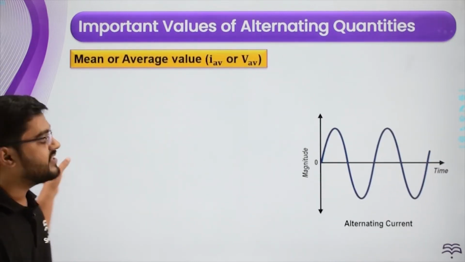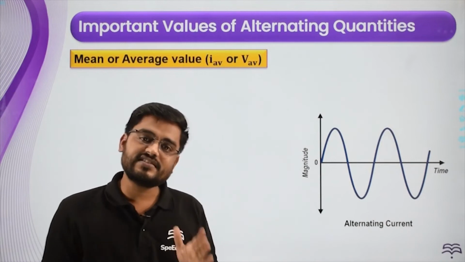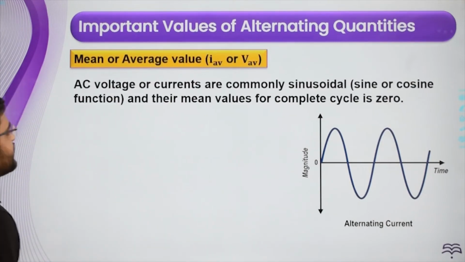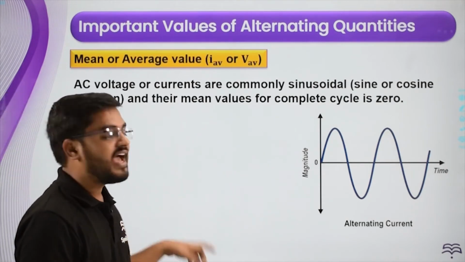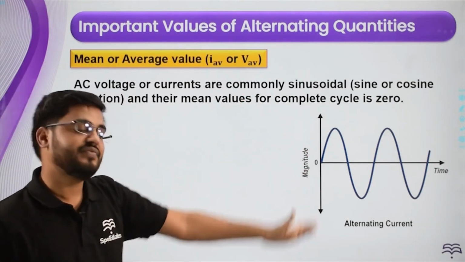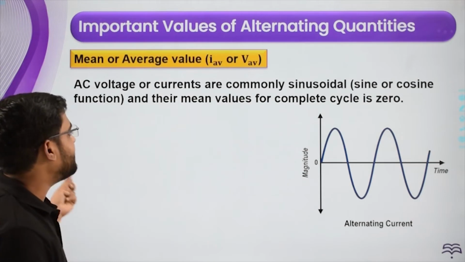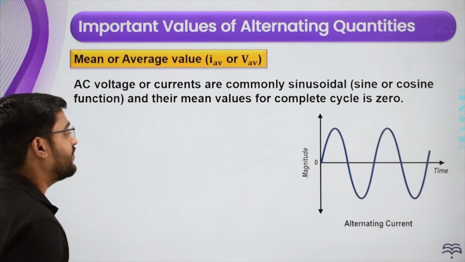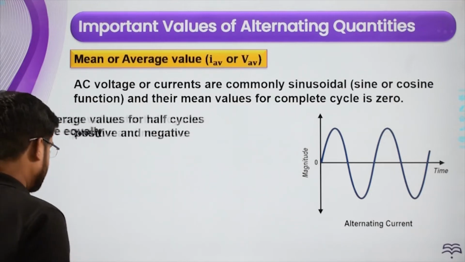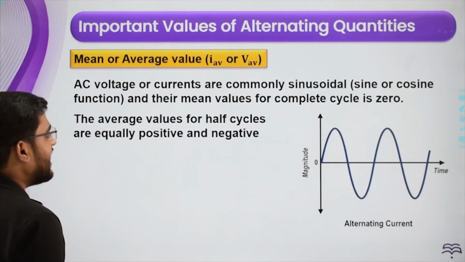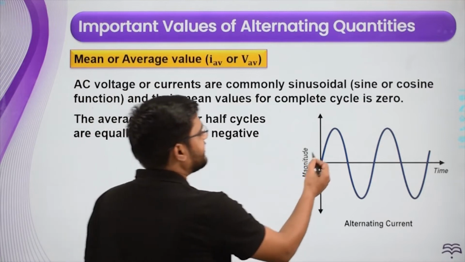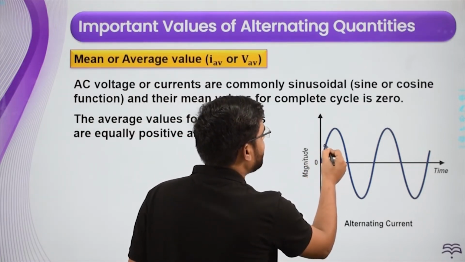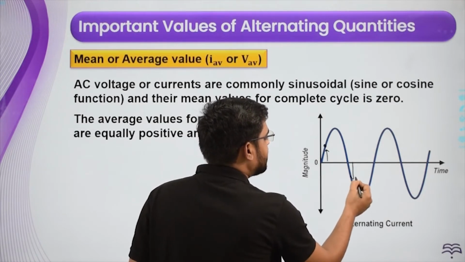Now next is the mean or average value. So this is directly finding the average. When we directly find the average, AC voltage or currents are generally sine waves. They have sine or cosine functions, and their mean values for a complete cycle will come to be 0. Why is it coming to be 0? So here we are saying that the average value for full cycles is 0. The reason is simple. Whatever is the positive value, the same negative value you will get.